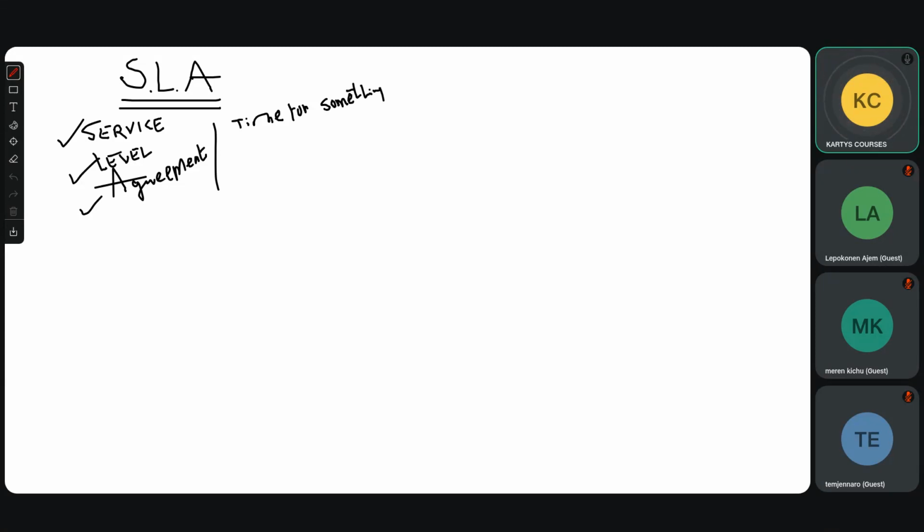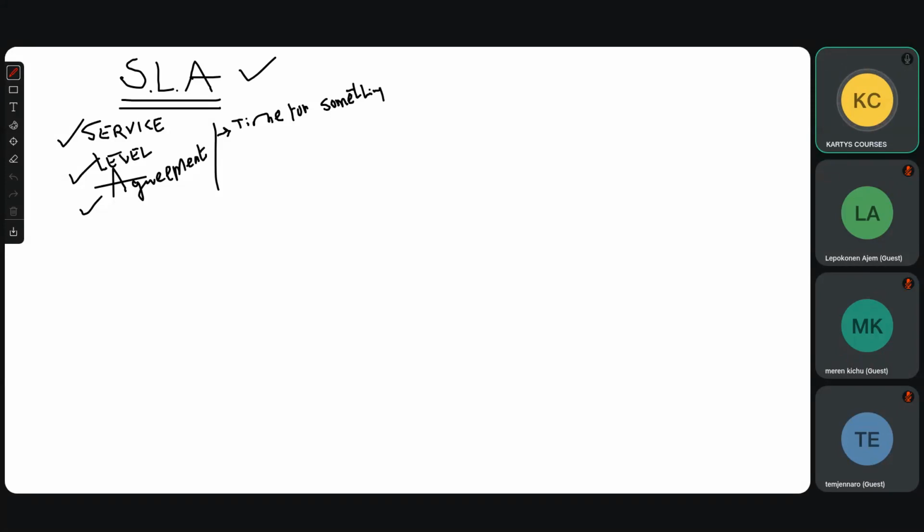I'll explain it to you. When you were in school, your teacher used to give you homework, yes or no? Everybody says yes. Now, after giving homework, the teacher used to also tell you when you have to submit the homework. Yes or no? And you guys used to agree saying that yes, we will submit. Correct? So basically that is called SLA, service level agreement.